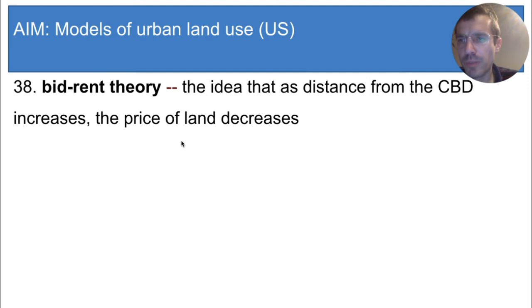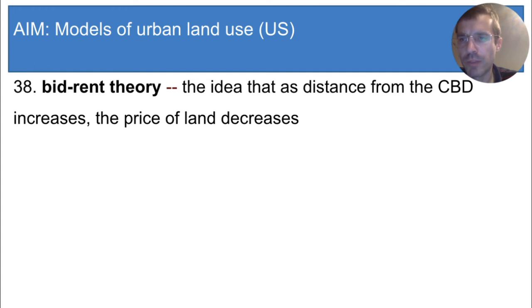And the last term today is bid-rent theory. Bid-rent theory is the idea that as the distance from the CBD increases, the price of land decreases. Another way of saying this is land that is closer to downtown is more expensive, and land that's farther from downtown is less expensive.